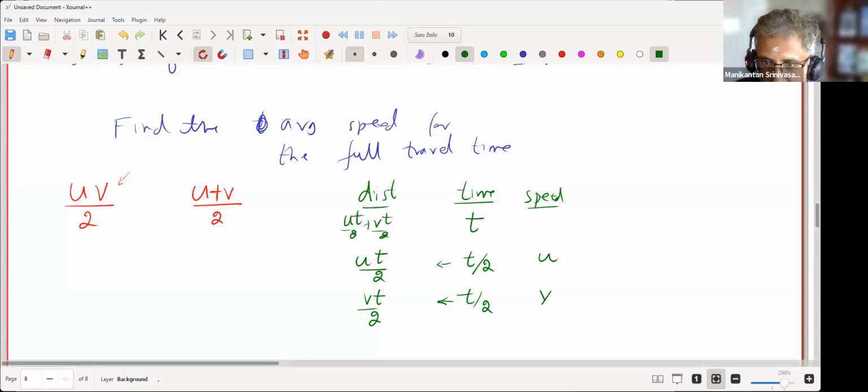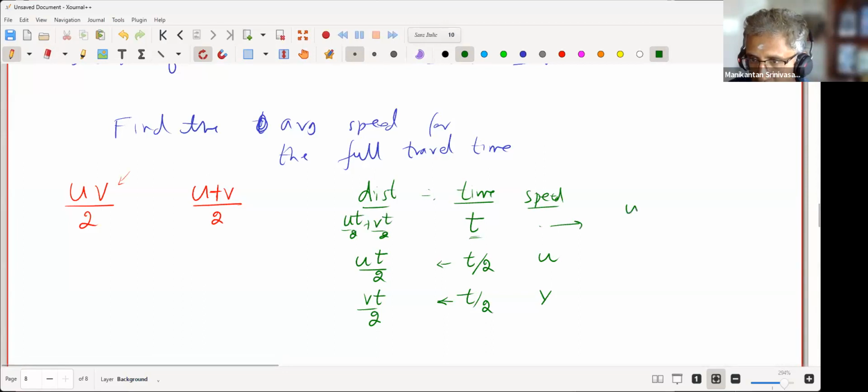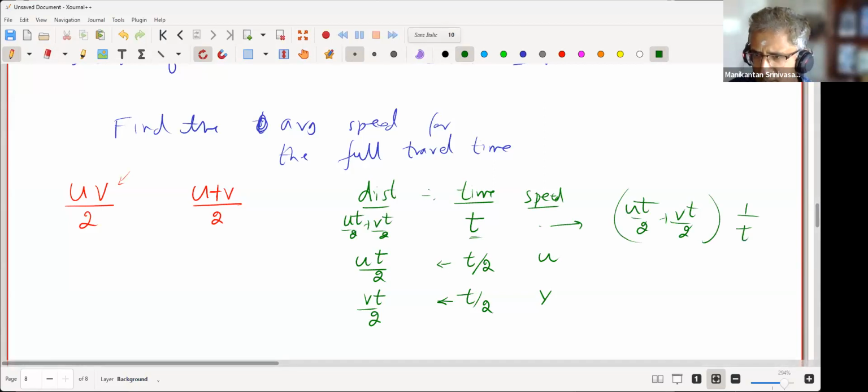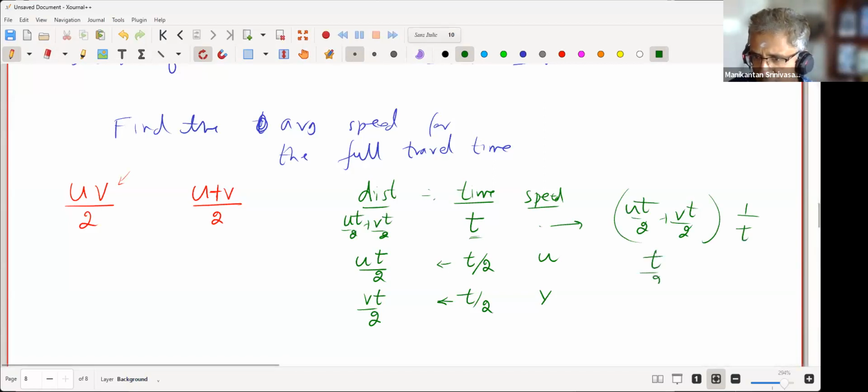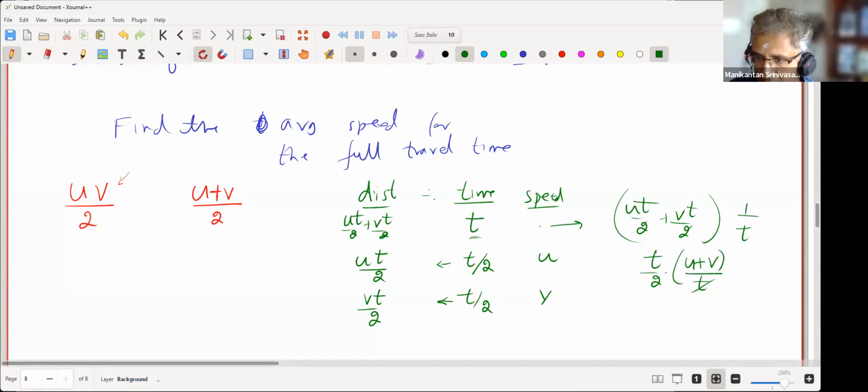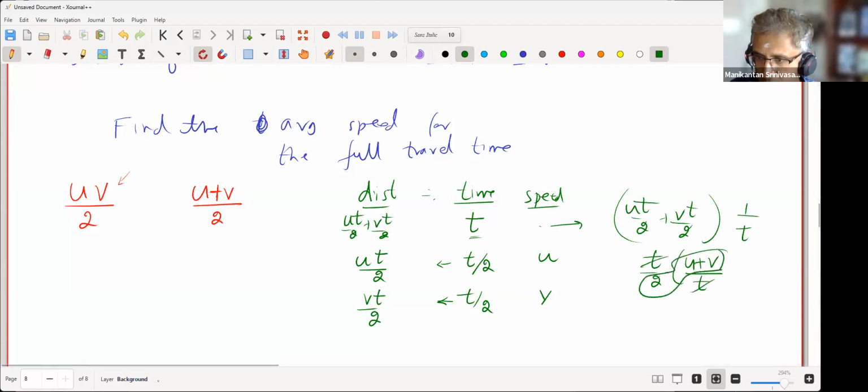And what is the total time taken? T. Therefore, what is the speed? It's distance upon time, right? So the answer here is ut by 2 plus vt by 2, whole upon t. Now this is very easy, right? So I can take t common out. I can take u also common out. So u plus v upon t, which is indeed u plus v upon 2.